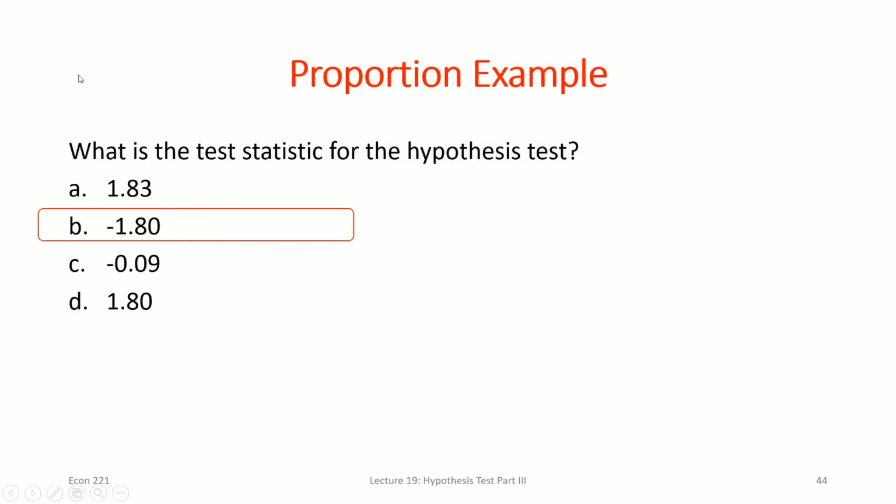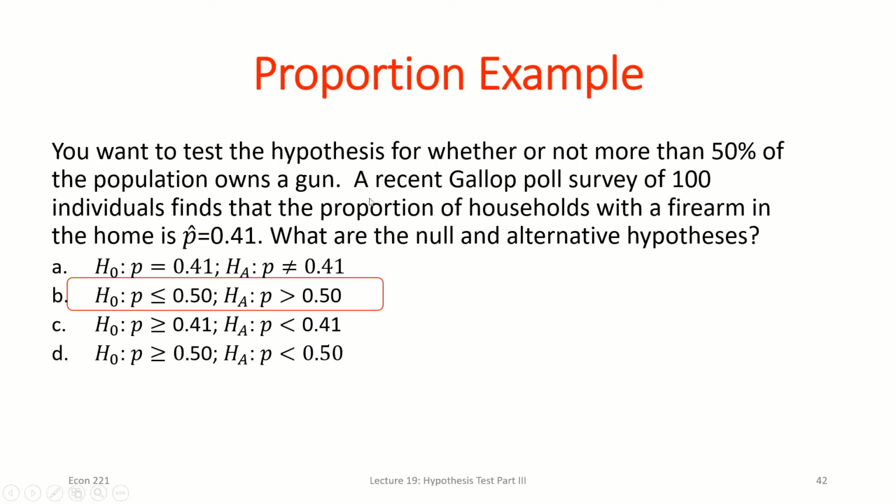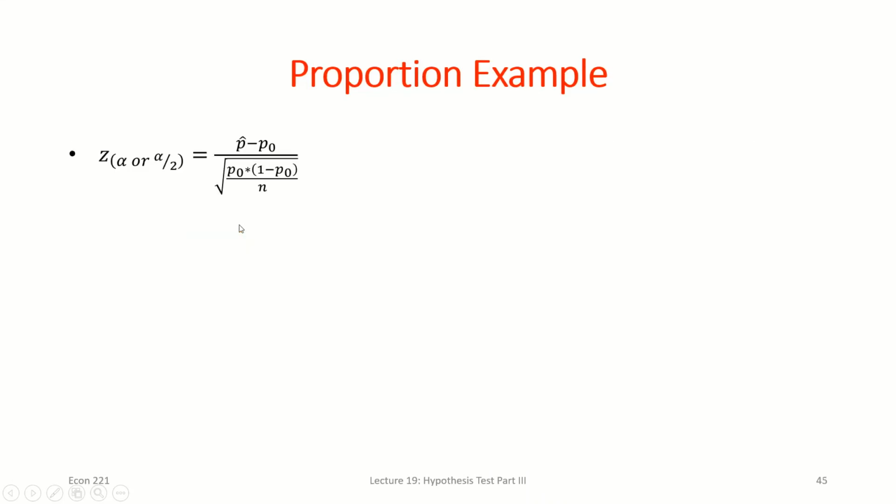So what if I want to find the test statistic? Well, if we're looking at these, right away we could rule out A and D. Why can we do that? Well, remember, we're assuming the population proportion is 0.5. We found something below that. So if we look at our equation to calculate this test statistic, we take the sample proportion minus the assumed true proportion. So if we found 0.41 and this is 0.5, our test statistic should be negative.